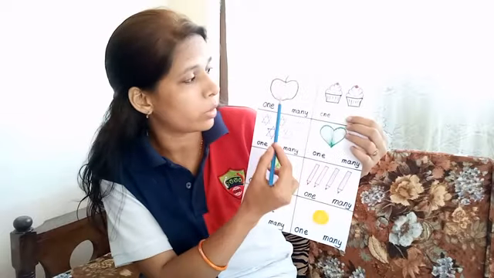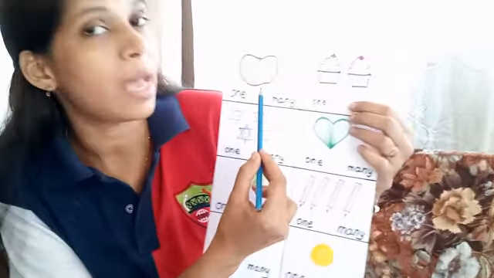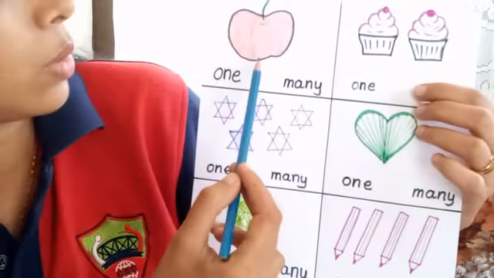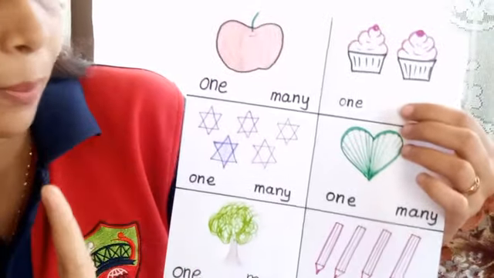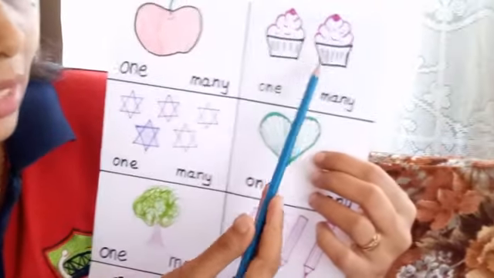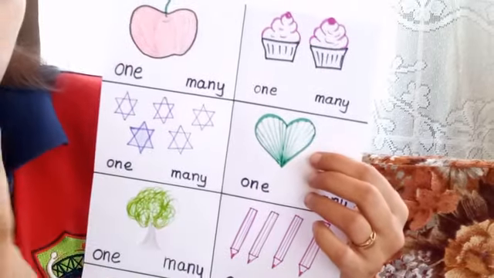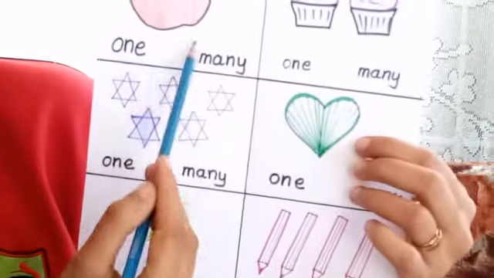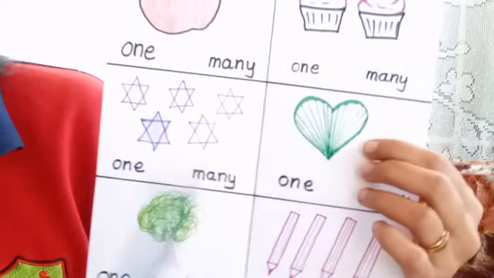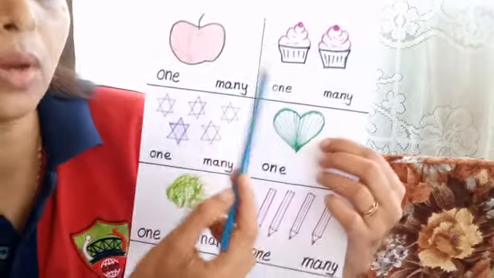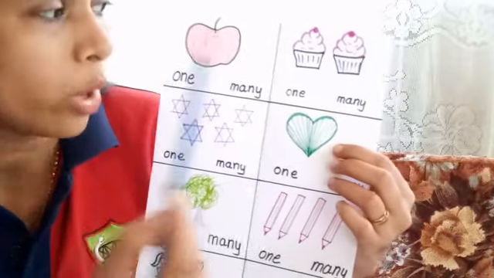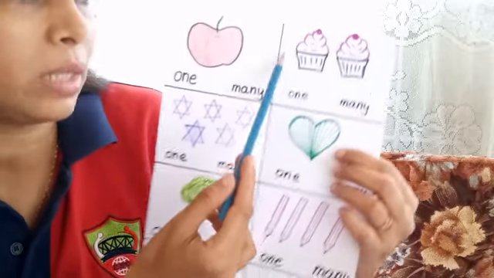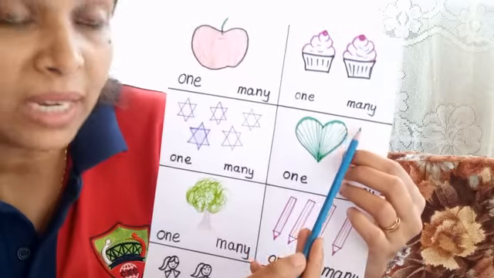Can you tell me what is this picture? An apple. Here we have one apple. So, it's one apple. How many cupcakes? Two cupcakes. Here we have only one apple, so we say it's one. And here we have more than one. So what do we call it? It's many. More than one thing we can say many.